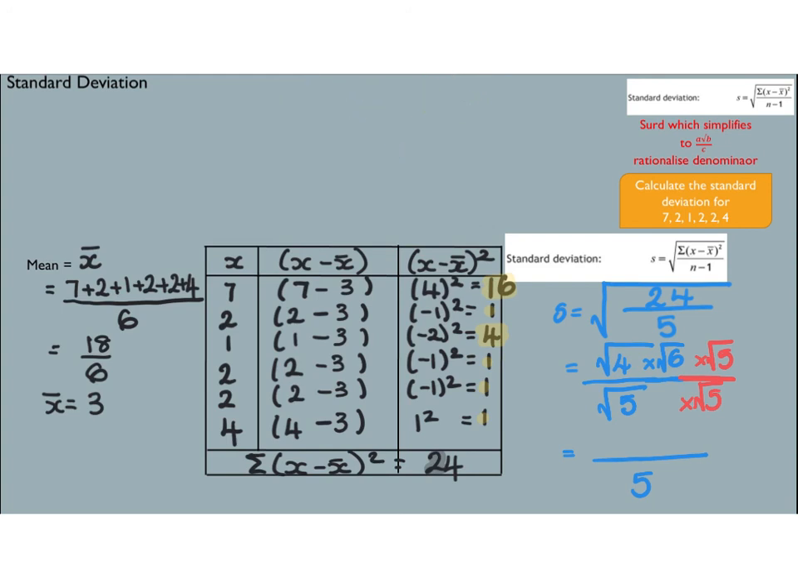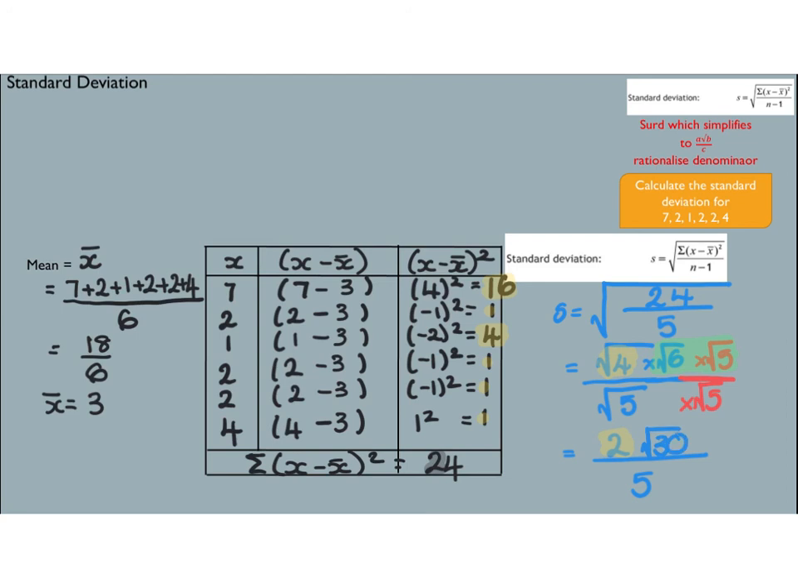Now on the top, let's have a look at the top. I know that the answer to the square root of 4 makes 2. The answer to the square root of 6, I don't know. The answer to the square root of 5, I don't know. So I'm just going to multiply those together. 6 times 5 is 30, which means that root 6 times root 5 makes root 30.